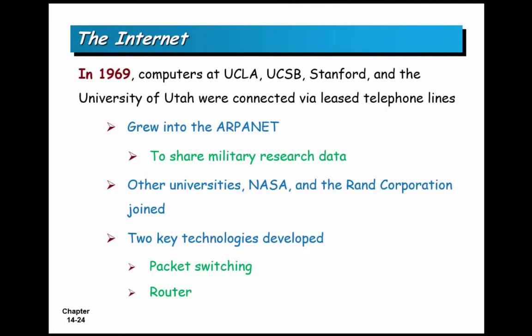In 1969, UCLA, UC Santa Barbara, Stanford, and the University of Utah were connected via leased telephone lines, so direct connections, if you would. They were part of the military-industrial complex at the time, building technologies for the military. They were the first ones, and then other universities, NASA, and the RAND Corporation, which was a think tank for the military, also joined in. And they developed two very important technologies back then: packet switching, which we've already talked about, and the concept of a router, something that will collect the data and send it out, kind of like a MUX almost. So that happened in 1969.